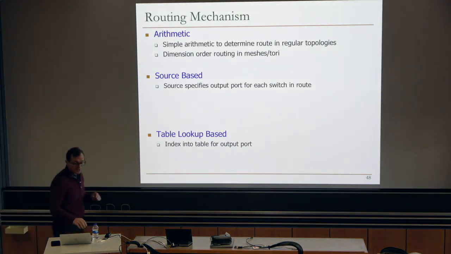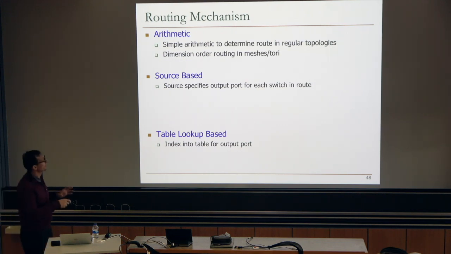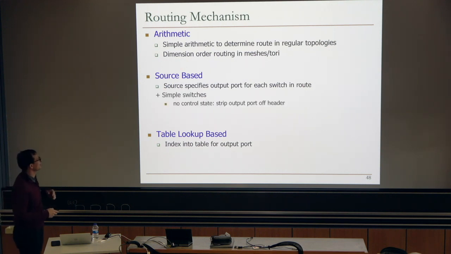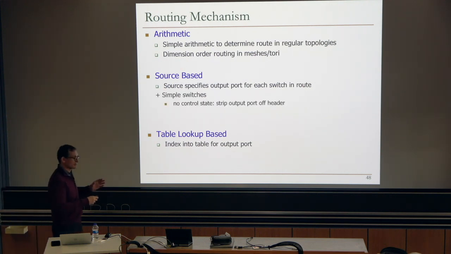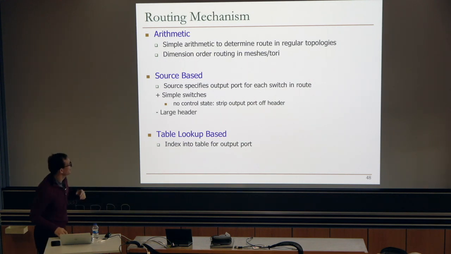Okay. So the other routing mechanism type is source-based, and we've already discussed this basically. Source specifies output port for each switch in the route. So the router doesn't need to do anything here, except just switching, of course. Router doesn't need to do the route calculation. So here switches are simple. There's no control state. You just look at which output port you need to send this packet from. But of course now you need to have a large header, right?